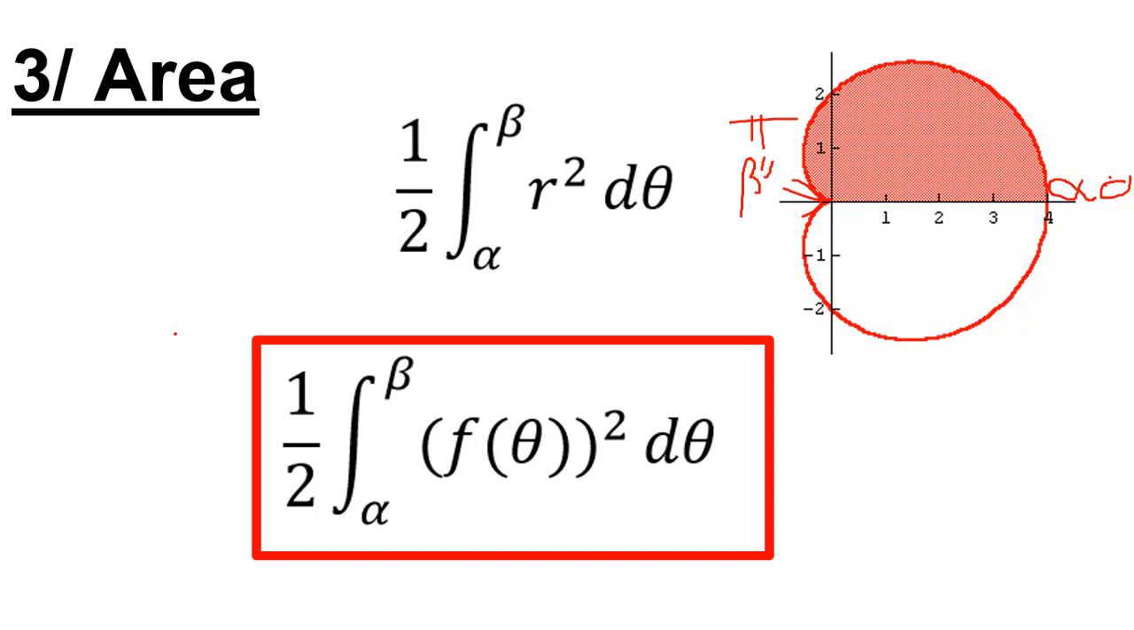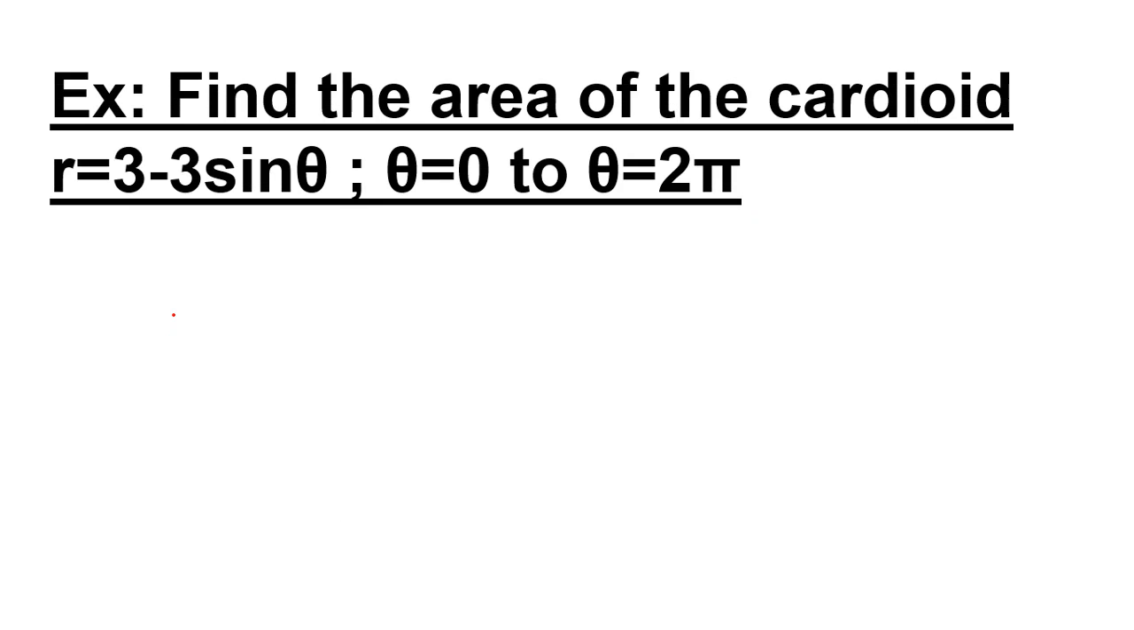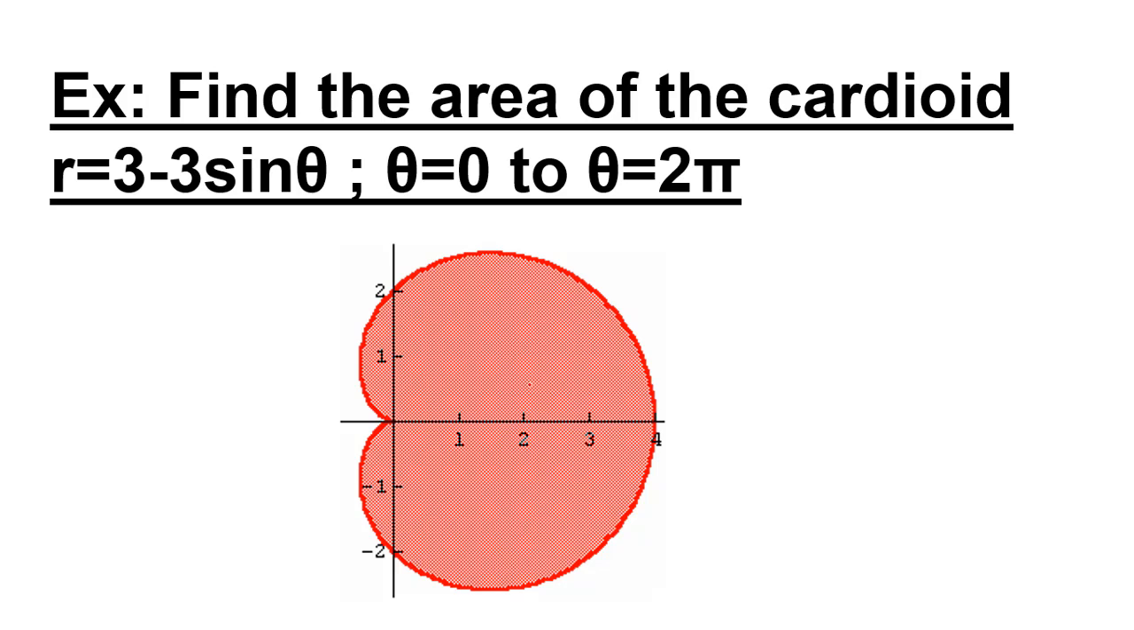Let's do some examples. Find the area of the cardioid r equals 3 minus 3 sine theta from 0 to 2 pi. This is the area of it. Alpha goes from 0, goes around, and beta is equal to 2 pi, which is also 0, so this is the area of the whole cardioid.